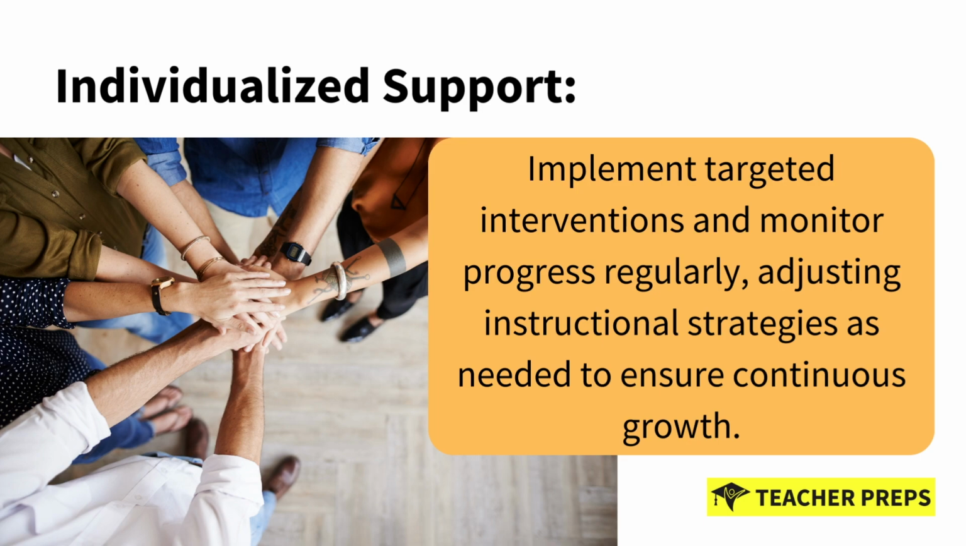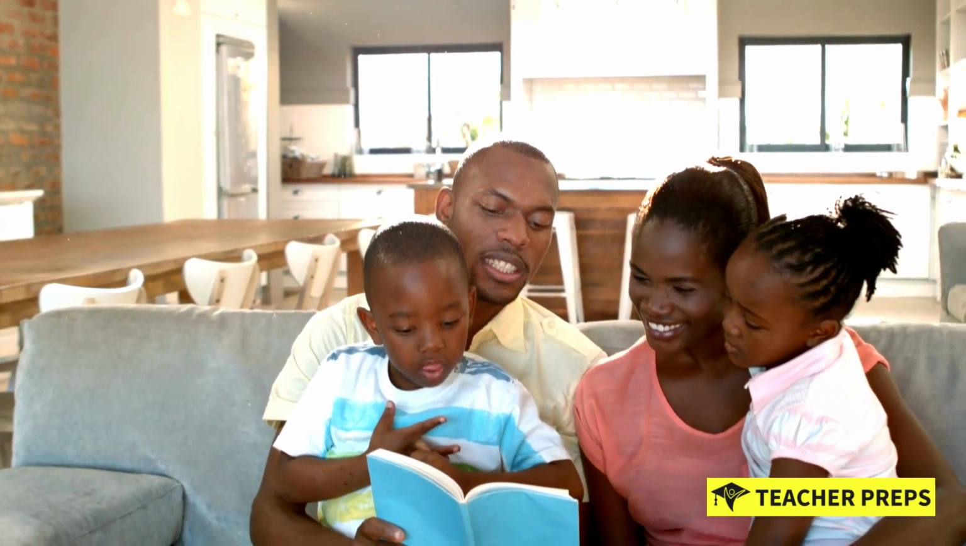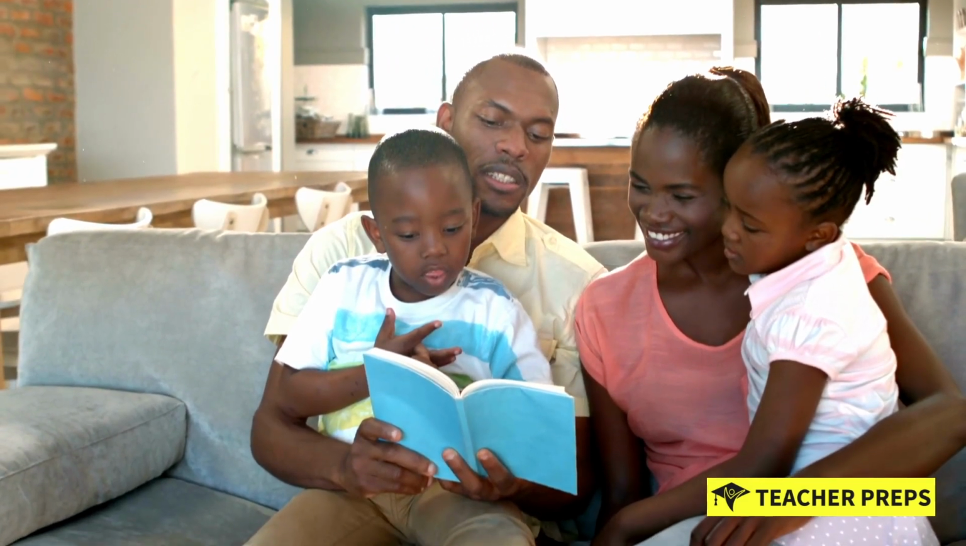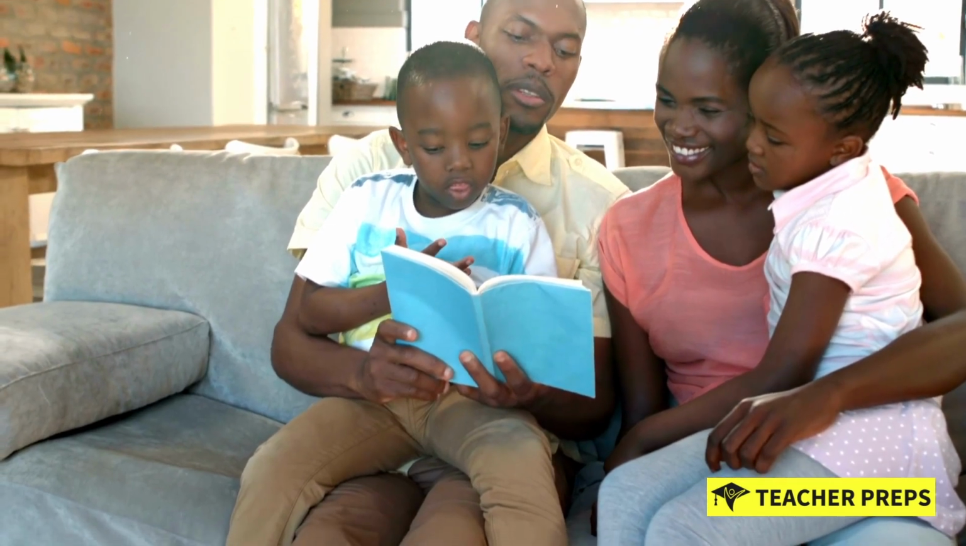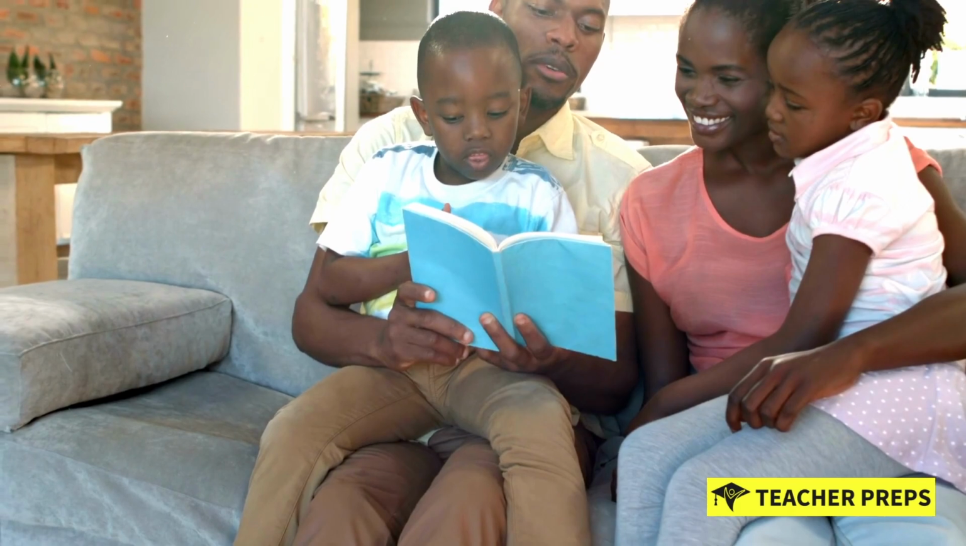Next, we have individual support. Remember, collaborate with families and professionals to develop individualized plans to support students who may require additional interventions or accommodations for improving reading fluency. Remember, fostering collaboration with families and professionals is crucial for promoting students' reading fluency. By working together, you can create a supportive and engaging learning environment that enhances students' reading skills.